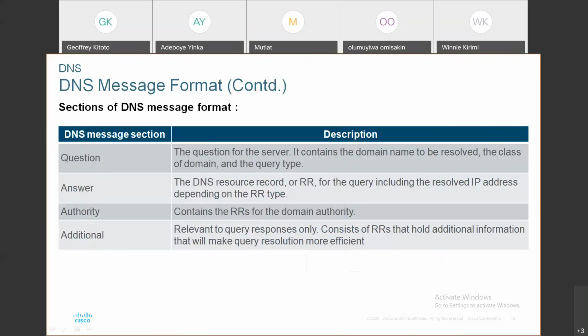Okay. So we have these sections of the DNS message format, the question section. That is the question for the server. It contains the domain name to be resolved, the class of domain, and the query type. What are you trying to resolve? What are you trying to search? You specify the domain name that you're trying to resolve, www, for example, .facebook.com.